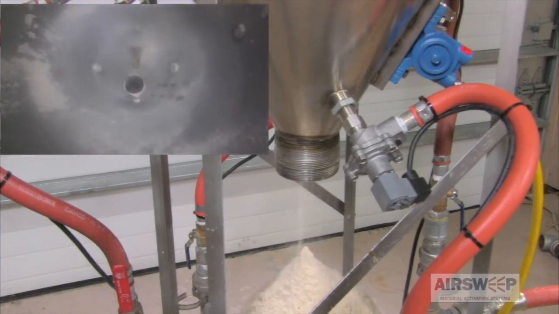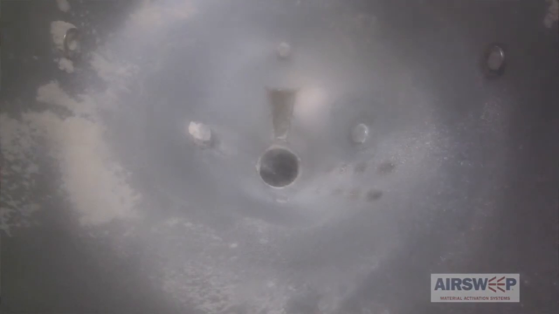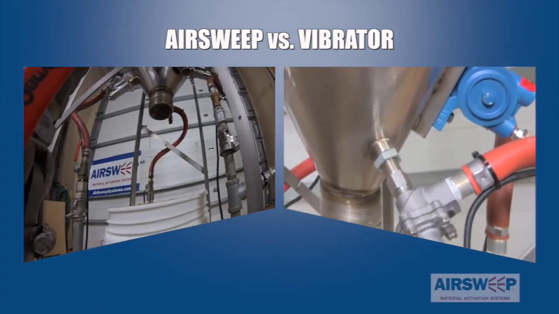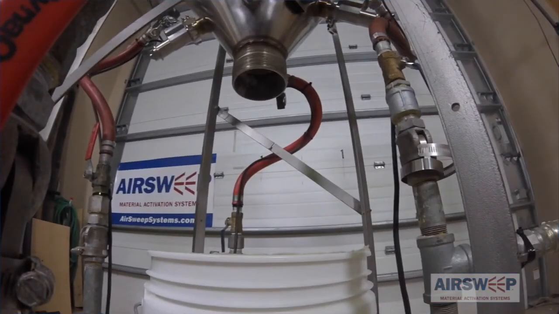After 12 AirSweep pulses, the hopper is empty. The total elapsed time to empty the hopper was under 30 seconds. AirSweep versus vibrators? It's really no contest.